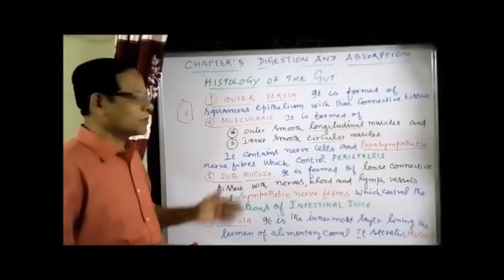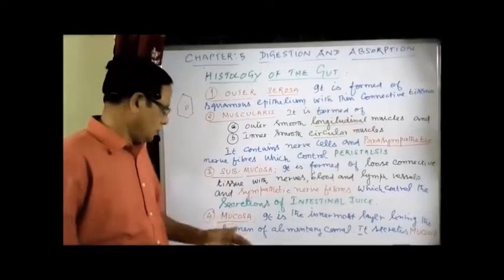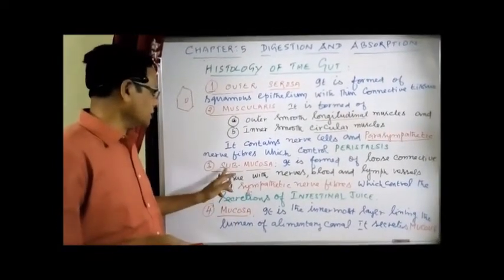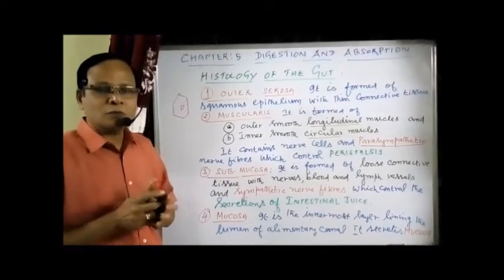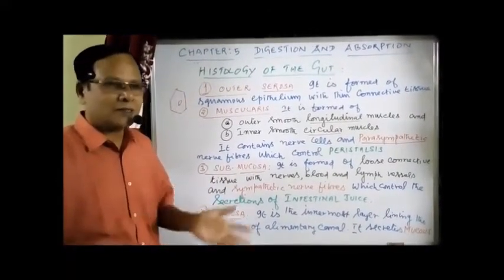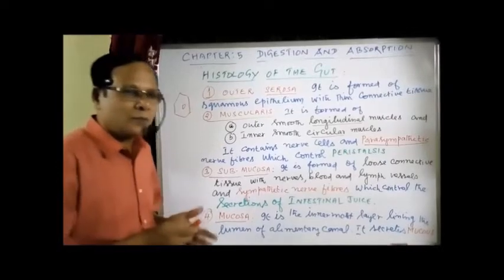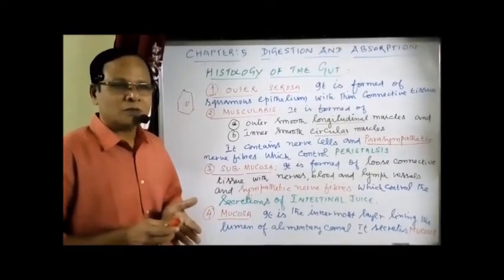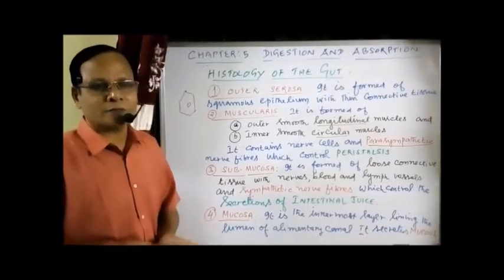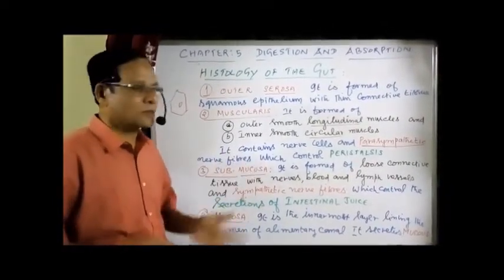Now the next one, submucosa, present below the innermost layer called mucosa, hence the name submucosa. Sub means below. So it is formed of loose connective tissue scattered here and there. And it is a place where you have the blood vessels, the lymph vessels, and nerves, along with the sympathetic nerve fibers, another division of the autonomous nervous system.